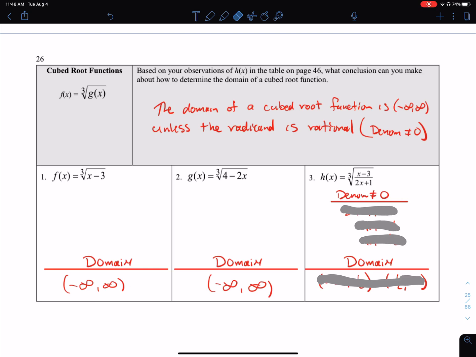We have to make sure our denominator doesn't equal 0. So we are going to say that our denominator can't be equal to 0, solve for x, and we get x can't be negative 1/2. So our domain goes from negative infinity to negative 1/2, and then from negative 1/2 to infinity.